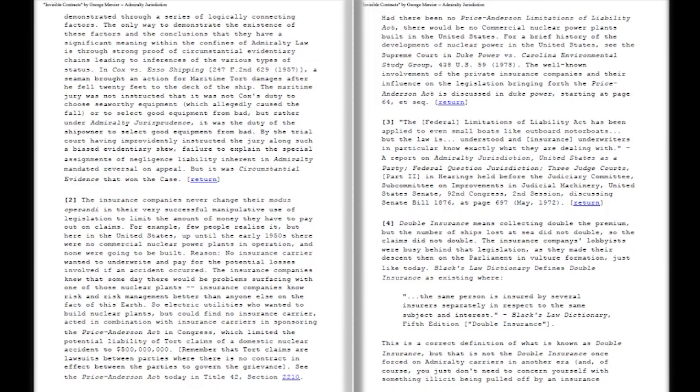in Duke Power v. Carolina Environmental Study Group, 438 U.S. 59, 1978. The well-known involvement of the private insurance companies and their influence on the legislation bringing forth the Price-Anderson Act is discussed in Duke Power, starting at page 64, et seq. Return.